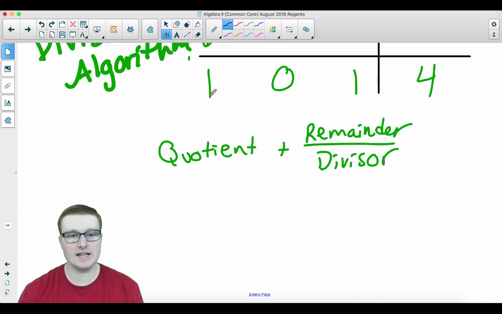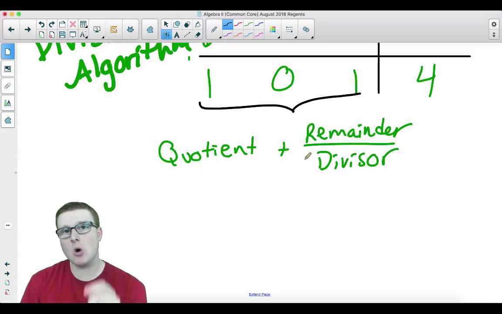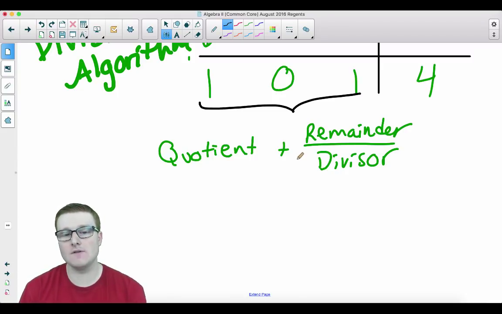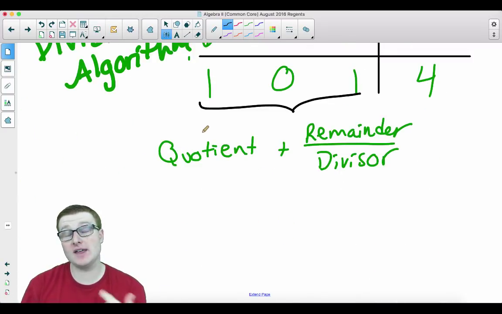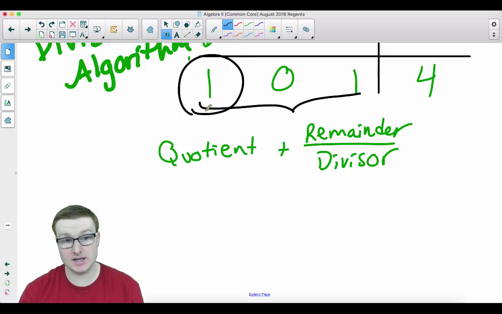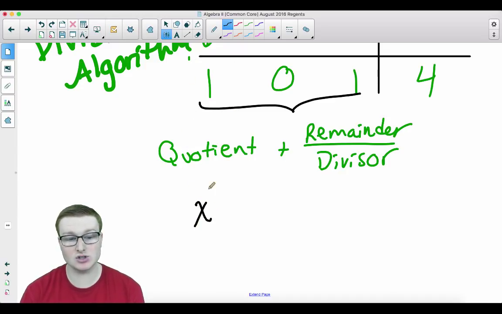So the quotient is actually here. It's the coefficients of your variables. So you see how we started with an x to the third? When you perform synthetic division, everything drops by 1 degree. So therefore, since we started off with x to the third, this one over here is actually going to be x squared. So this is an x squared term, this is an x term, and this is a constant.